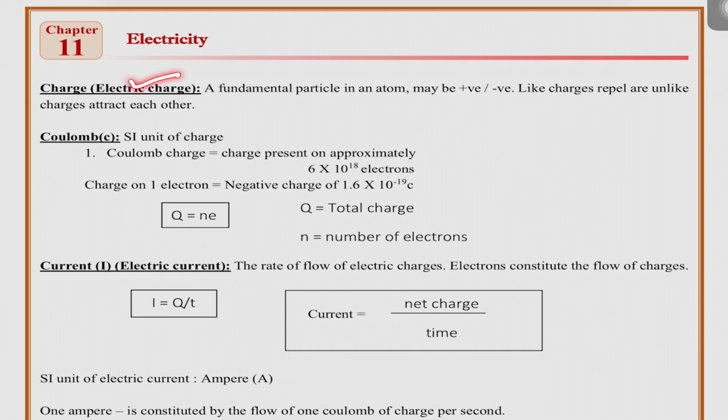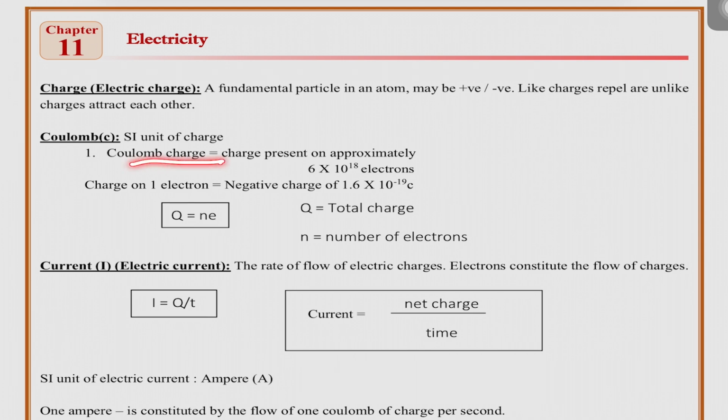What is an electric charge? A fundamental particle in an atom might be positive or negative. What are the properties of these charges? Like charges repel and unlike charges attract each other. The SI unit of this charge is coulomb, represented with letter C.